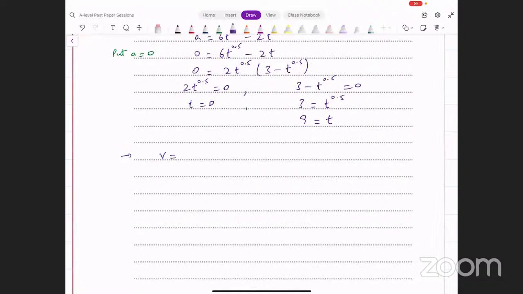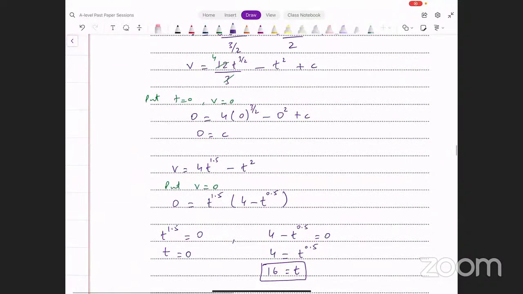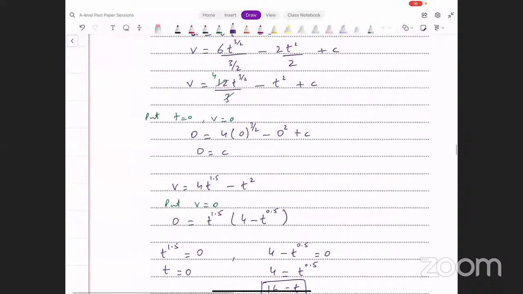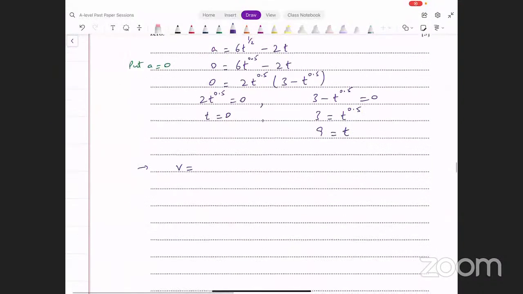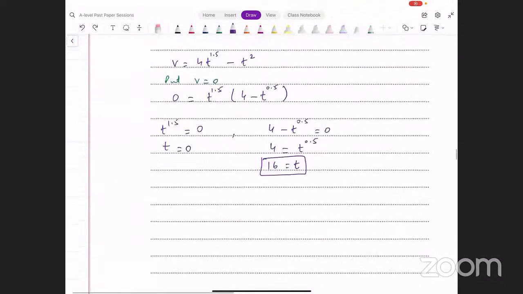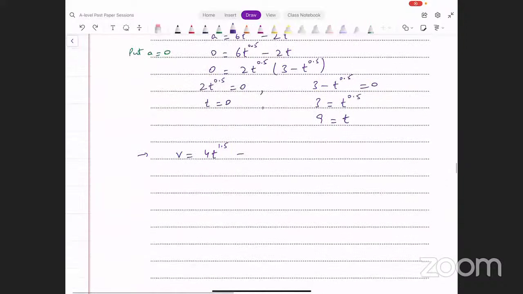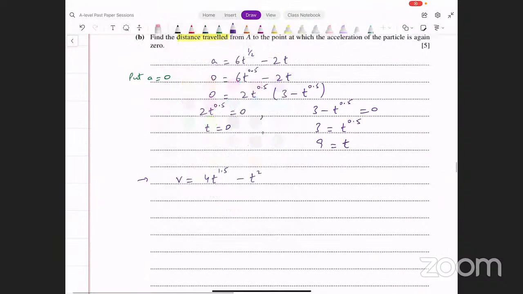Velocity function was v equals 4t raised to power 1.5 minus t square. That was the velocity function. Now what we do is we integrate this thing again. And then since we're looking for distance traveled from time 0 to time 9, distance find करने के लिए हम limits use कर सकते हैं.